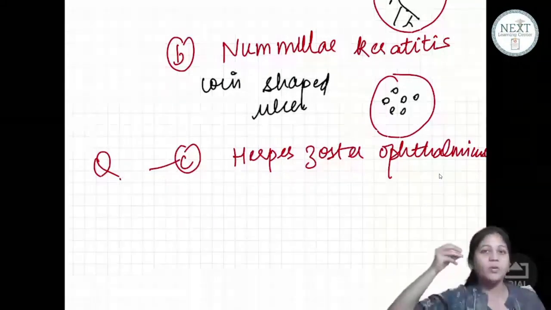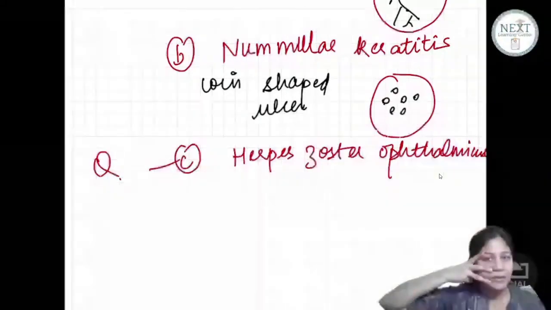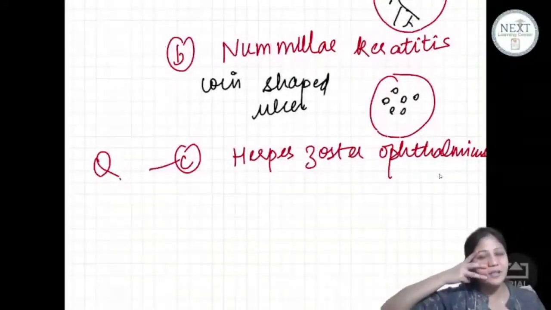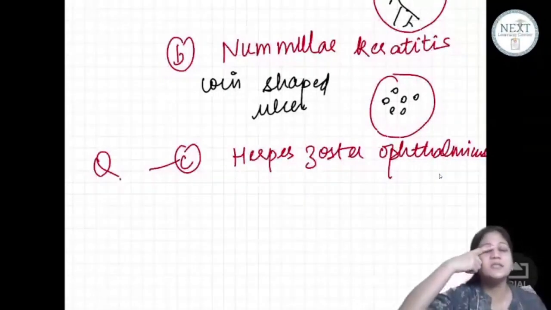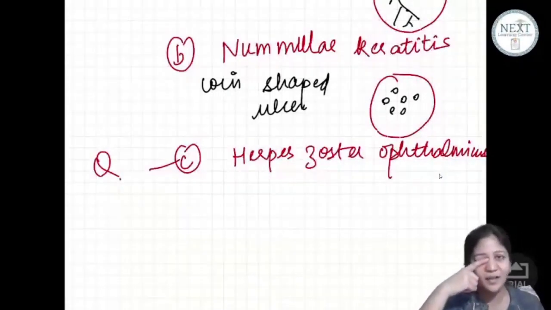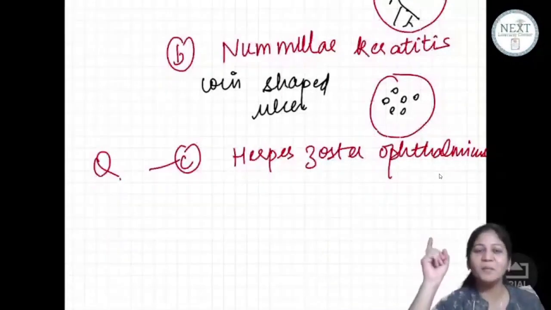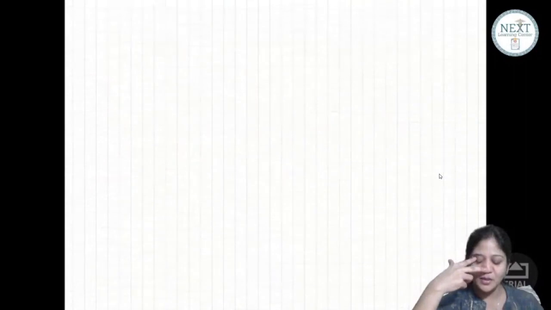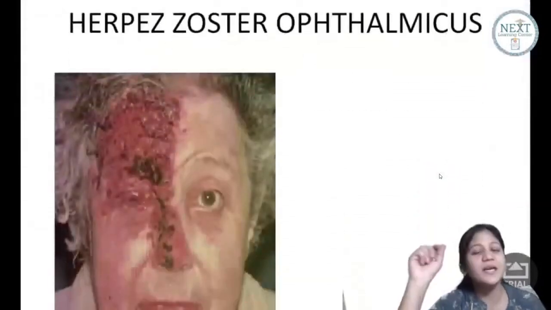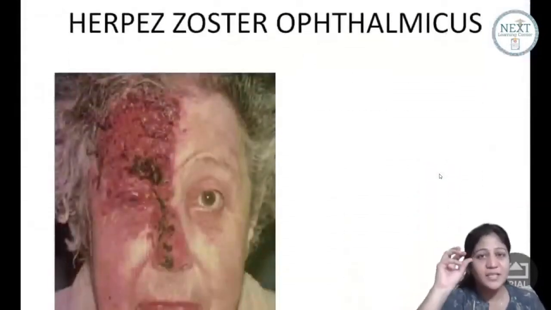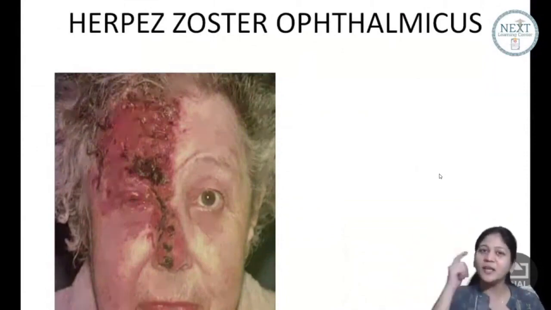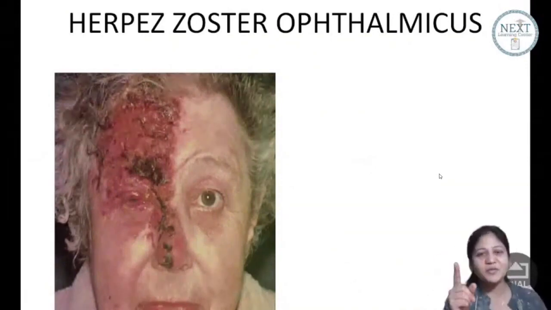Suppose it comes down through the trigeminal nerve. Look at me, everyone. Suppose it is coming down through the trigeminal nerve and this time it has gone towards the ophthalmic division of the trigeminal nerve. And from the ophthalmic division it has also gone to the tip of the nose. So please see this picture, guys. What has happened here? This time the virus has come down through the trigeminal nerve, and from the ophthalmic division the nasociliary branch is affected.